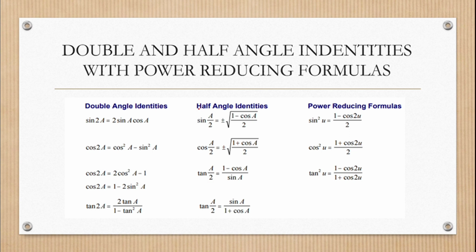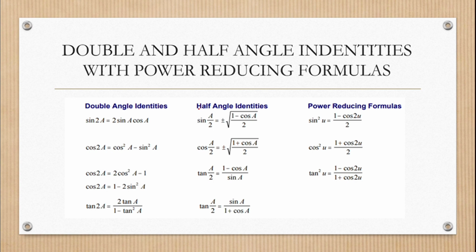We have sine 2a is equal to 2 sine a cos a. For half angle identities, we have sine a is equal to positive and negative the square root of (1 minus cos a) over 2, because for sine a we would have to determine in what quadrant the angle would fall. And we have power reducing formulas as well, because we could write them from the double angle identities. Okay, so we have your double and half angle identities.